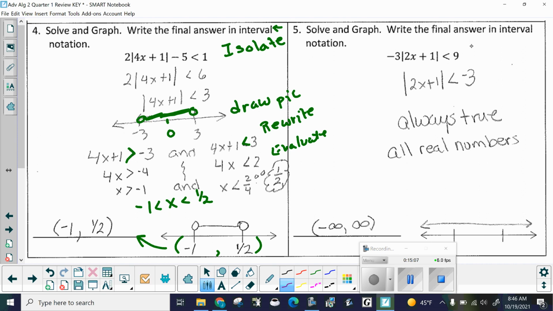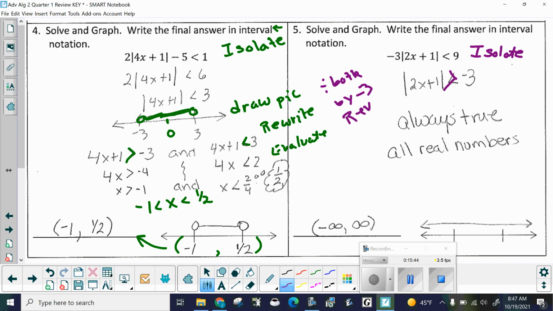Again, step 1 is isolate. I need to get the absolute value by itself. So I divide both sides by -3. When I divide both sides by a negative, I have to reverse the inequality. When I reverse the inequality, okay, so you divided both by -3, you had to reverse the inequality.